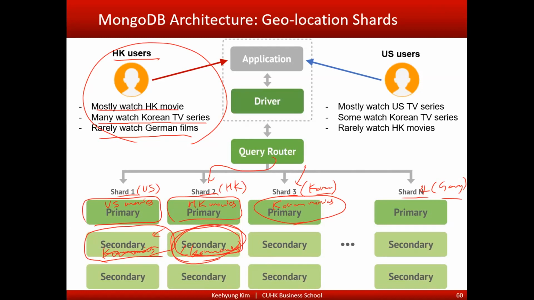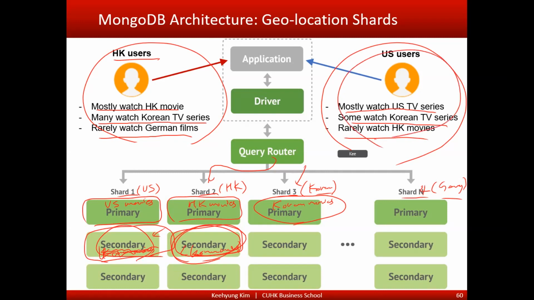And for the US users, let's say they mostly watch US movies, but some watch Korean TV series, and they rarely watch Hong Kong movies. Let's say that this is what we found. Then we can also save Korean movies here as a secondary, so that when US people watch a Korean movie, that request can be simply handled inside the server located in the US. So basically, that's the concept of geolocation sharding, and this is what many international companies providing global services utilize these days.